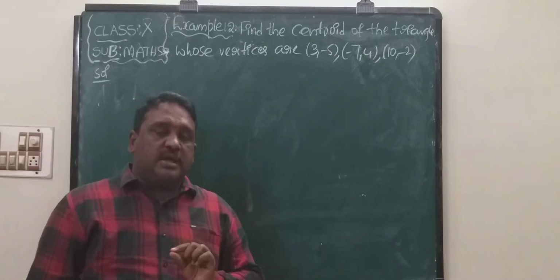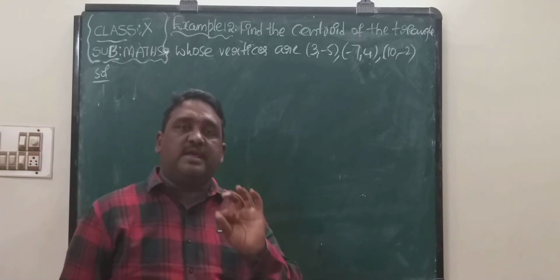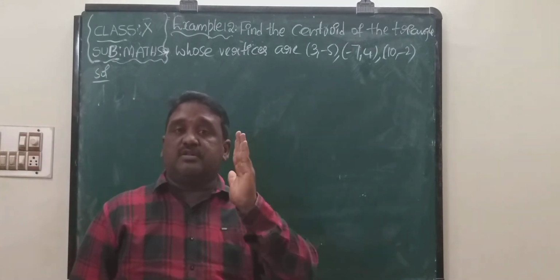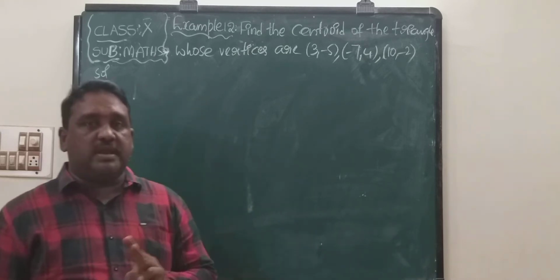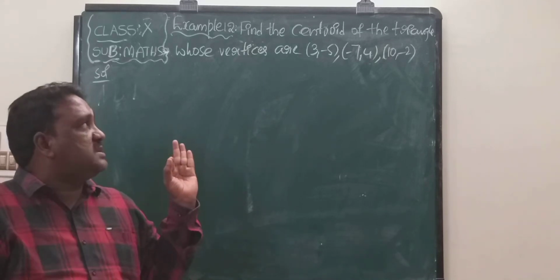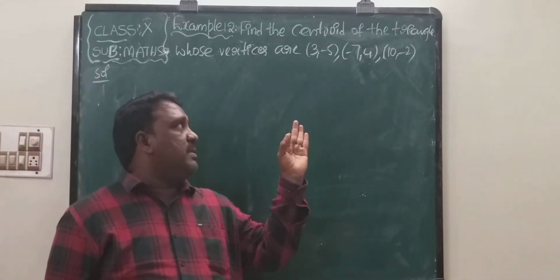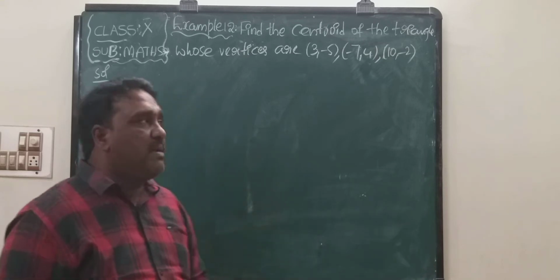You know the information about centroid. The point of concurrency of medians of a triangle is the centroid. Centroid is a word that belongs to a triangle. We can draw three medians for a triangle, all meet at one point. That point is known as the centroid. Whose vertices are (3, -5), (-7, 4) and (10, -2).